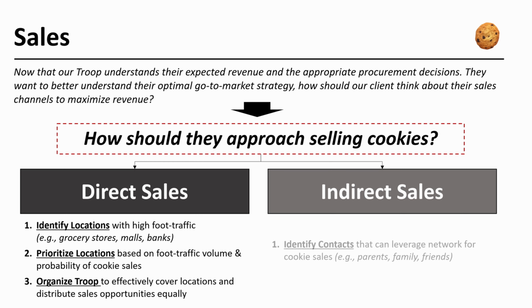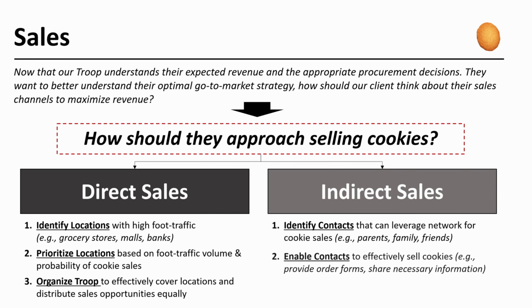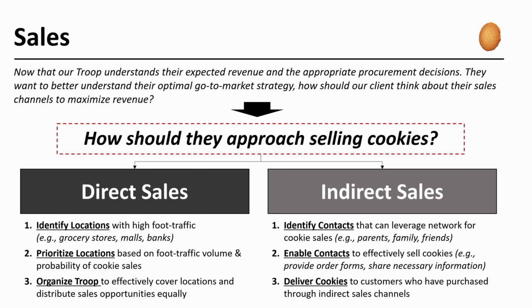With our indirect channel, we will want to identify contacts that can leverage their network for cookie sales. So parents, family, friends, enable those contacts to effectively sell cookies in order to provide the right order forms, make sure they have the necessary information on the rotational cookie types, and then finally, ensure we're delivering the cookies to our customers who have purchased to ensure that we have high levels of customer service.